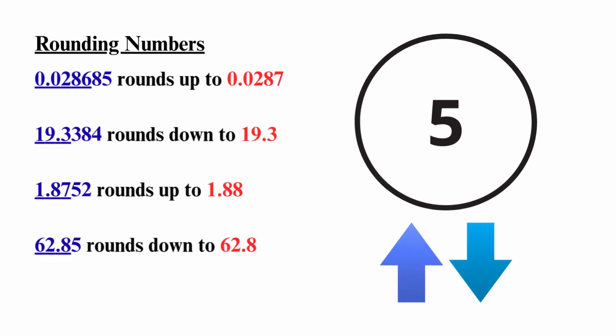For example, 0.028685 rounds up to 0.0287, the dropped digit 8 is greater than 5. 19.3384 rounds down to 19.3, the dropped digit 3 is less than 5. 1.8752 rounds up to 1.88, the dropped digit 2, 5 causes rounding up to an even number. 62.85 rounds down to 62.8. The dropped digit 5 leads to rounding down since the retained digit becomes even.